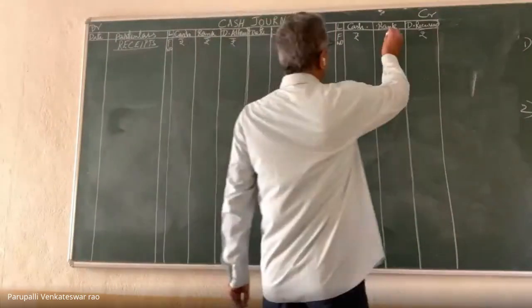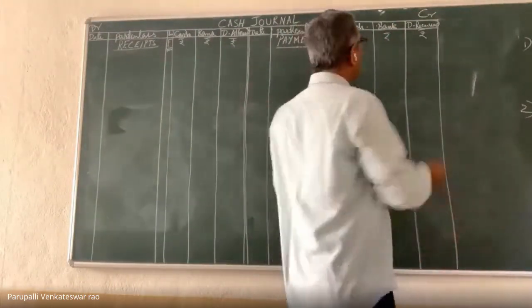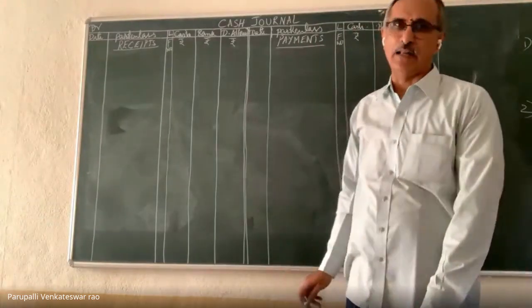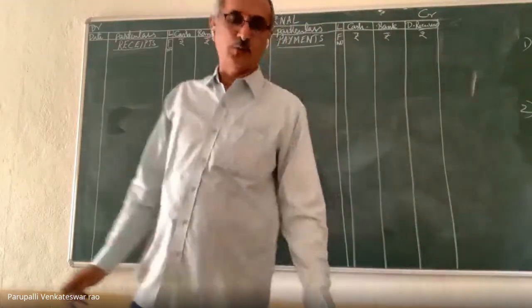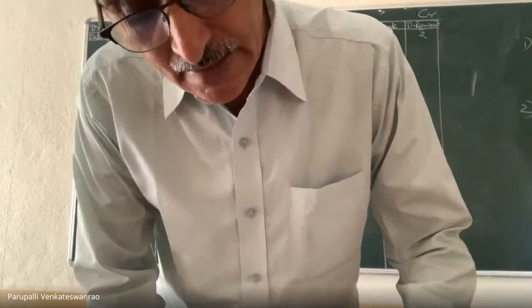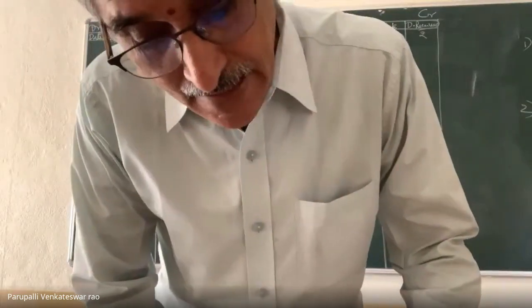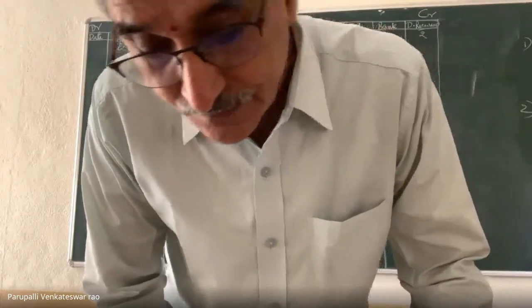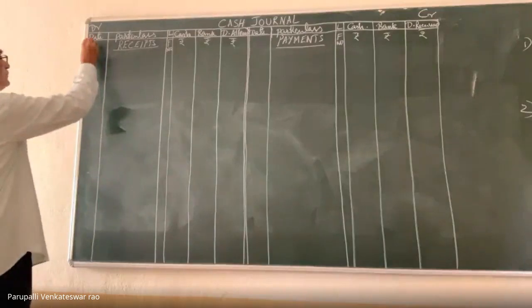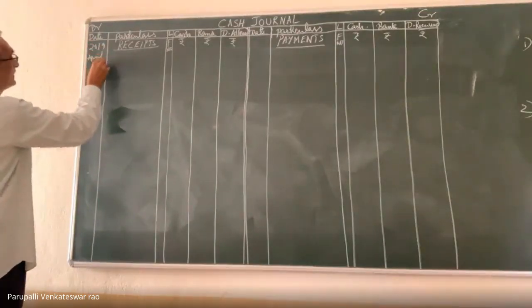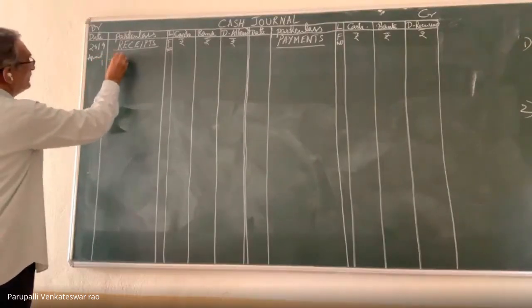So now enter the transactions in cash book. First look at, is there any opening balance? Look here. What he says, it is April 1st. Cash in hand, cash at bank, both are there. So dated 2019 April. First, balance brought down.